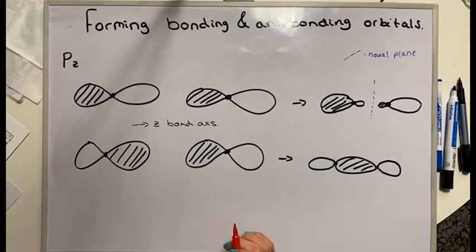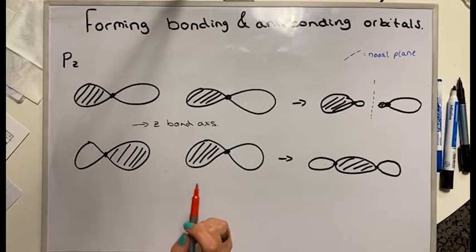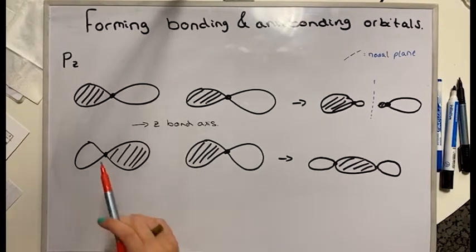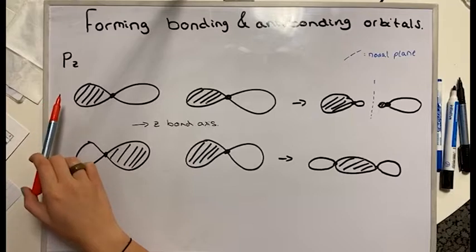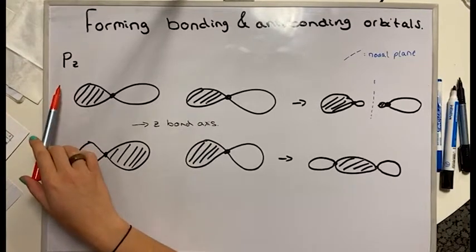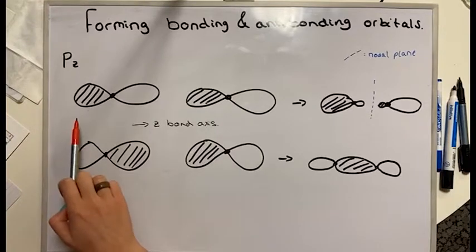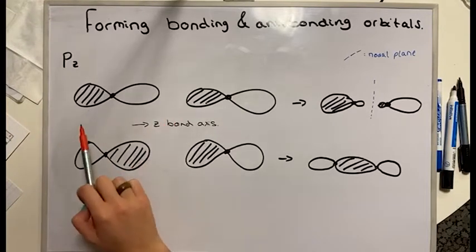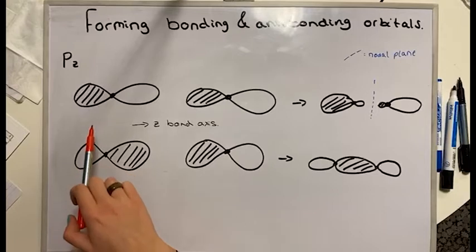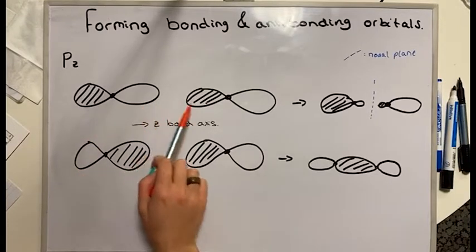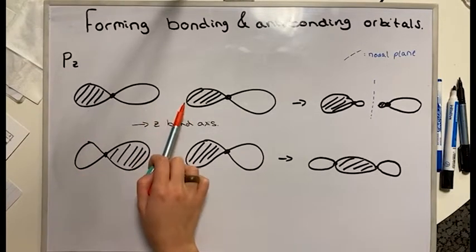In this video we're going to look at how we form bonding and anti-bonding orbitals. We're first going to look at the overlap of a p orbital, in particular the pz orbital. You should remember from a previous video how to draw these. So here you can see that the opposite phases are facing each other.